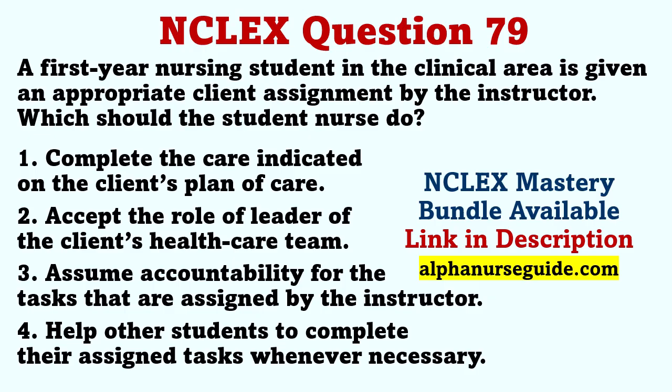Assume accountability for the tasks that are assigned by the instructor. Rationale: students are accountable for the tasks assigned by the instructor or preceptor. As part of accountability, students are obligated to keep the instructor or preceptor informed about the status of the client, how the assignment is progressing, and whether all interventions are implemented as planned. Although students are expected to complete all planned care, the client's condition can change or some unforeseen event may interfere with the plan. The student must keep the instructor or preceptor informed about the client's condition and use the instructor or preceptor as a resource person when the unexpected occurs or guidance is needed.